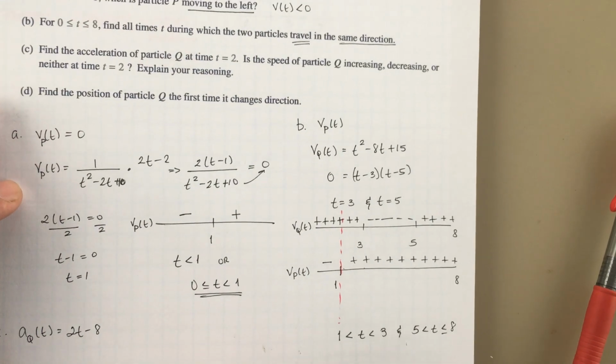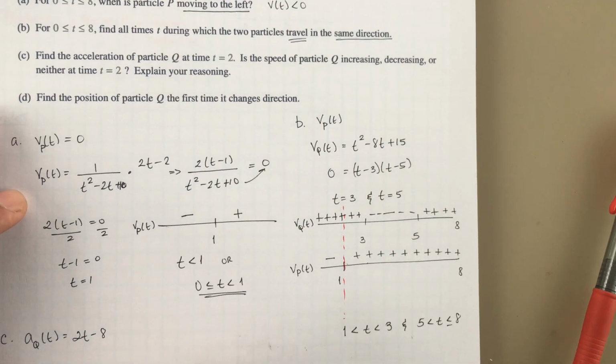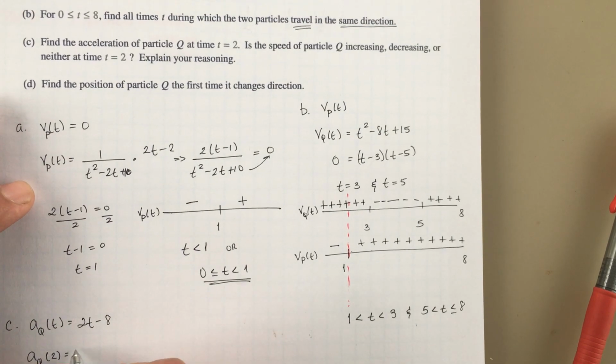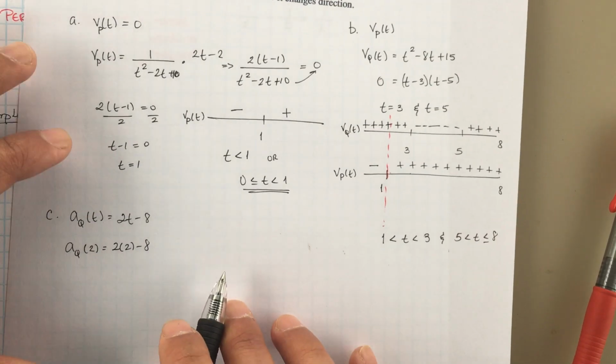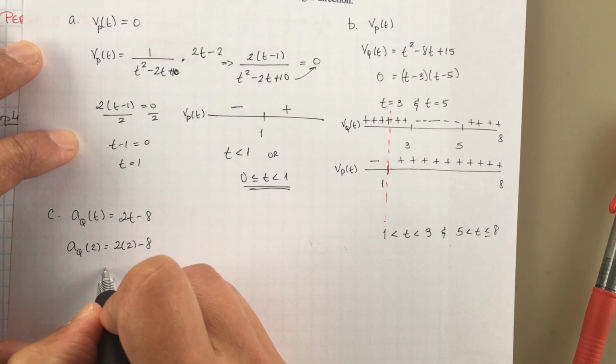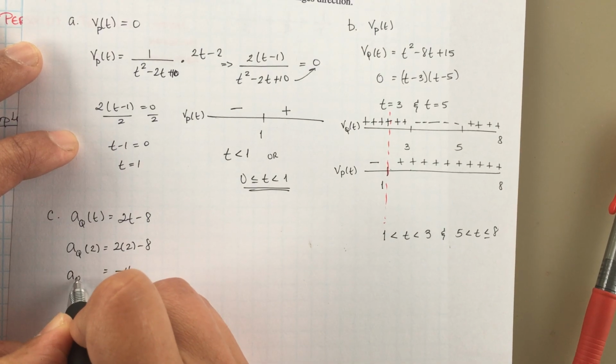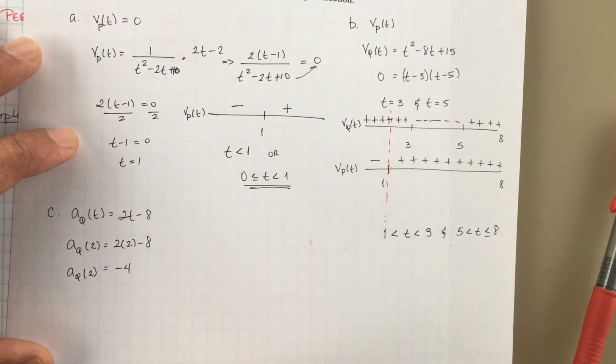Now I have to plug in what? I have to plug in 2. My acceleration of the q particle at 2 is going to give me 2 times 2 minus 8. All right, sorry about that. That's 4, take away 8, that's negative 4. The acceleration of the q particle at 2 is negative 4.